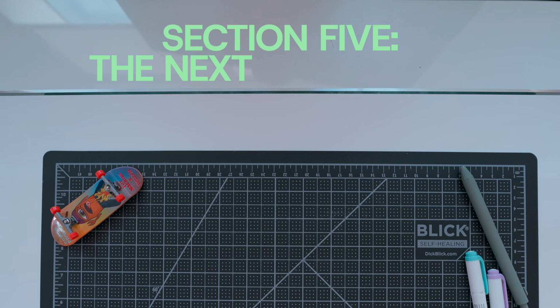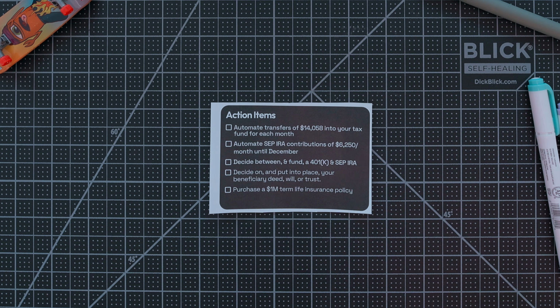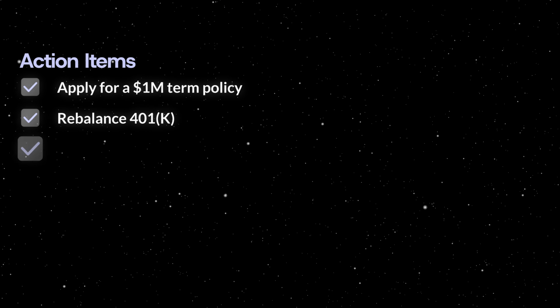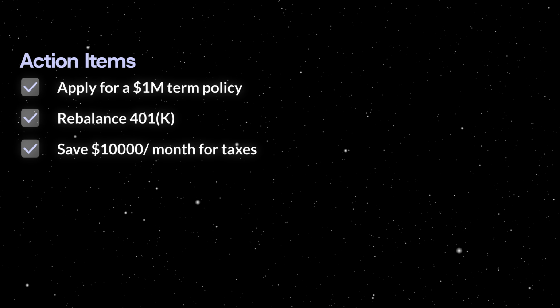Section 5, the next 12 months. This is where we take everything that we just learned about our finances and create a list of action items for the next 12 months. So maybe you determine that you need to apply for a $1 million term policy, rebalance your 401k, and save $10,000 every month for your quarterly tax bill. This is where all of that would go.